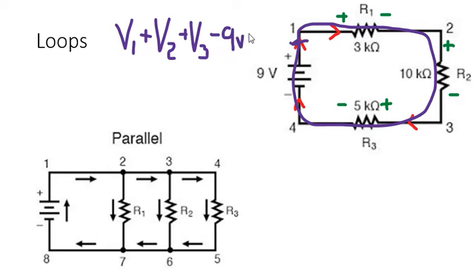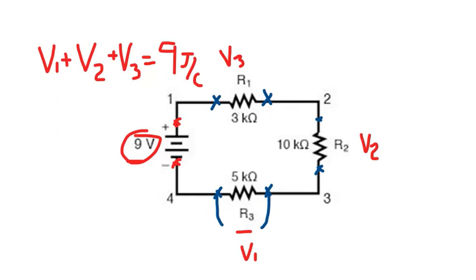And back to my beginning, that's got to equal 0. So there's my application of Kirchhoff's voltage law for this circuit. Plus this voltage, plus this voltage, plus this voltage, minus 9 volts equals 0. Well, that's back to what we said before.